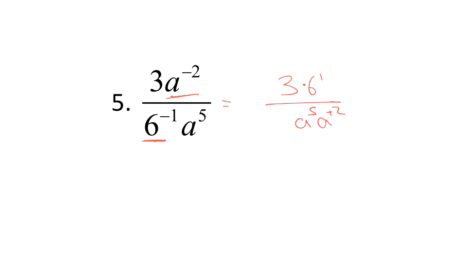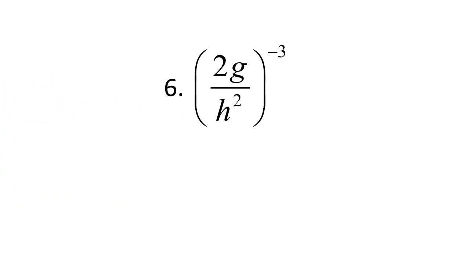Well, there I have 3 times 6, which is 18 on the top. And on the bottom, I have a to the 5th times a to the 2nd. So I add those exponents, a to the 7th. That's your answer there.